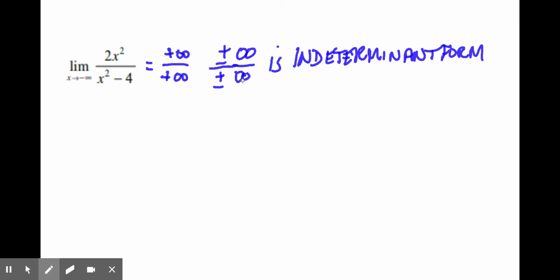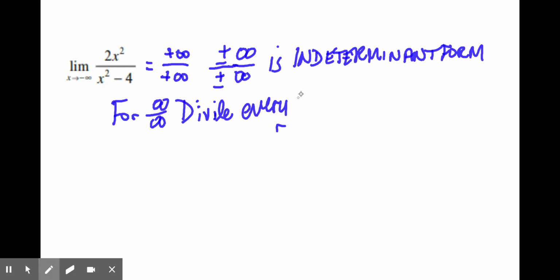So the good news is these are actually pretty easy to determine because you pretty much do the same thing every time. So for infinity over infinity as an indeterminate form, and again, this only works for infinity over infinity, not 0 over 0. Please keep that in mind. It does not work for 0 over 0. For infinity over infinity, any type, you're going to divide every term by the dominant term.